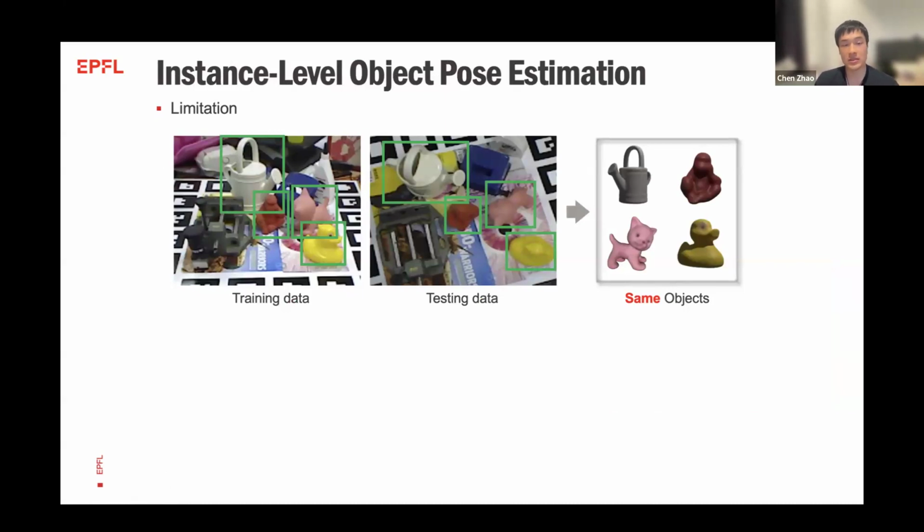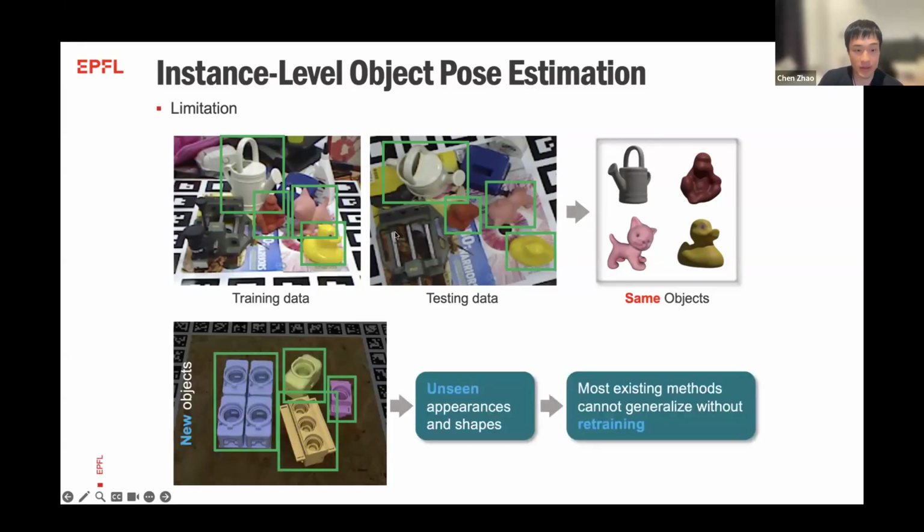So the first question is, what is instance-level object pose estimation? Basically, as I'm showing here, we have a bunch of objects, and we train our method, let's say, on these 4 objects. During testing, we also have exactly the same objects, but in different poses, meaning that we can only compute the pose for these 4 objects.